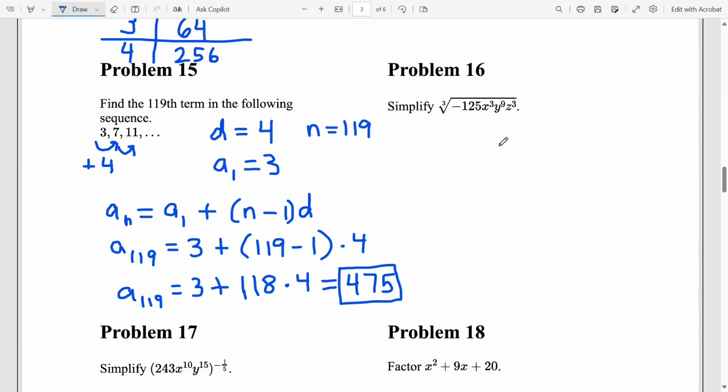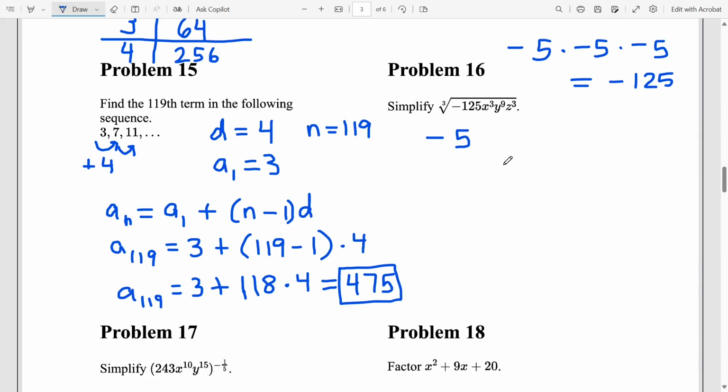All right, let's do problem 16 here. So we're going to simplify the cube root of -125 x cubed y to the 9th z cubed. So the cube root of -125 is going to be -5, because if we multiply -5 times -5 times -5, we get -125.